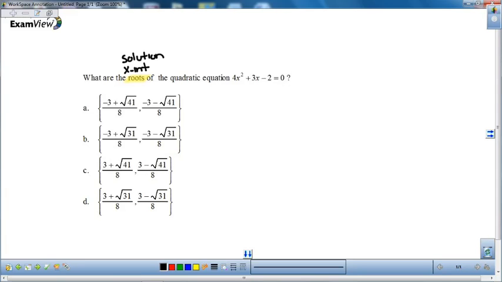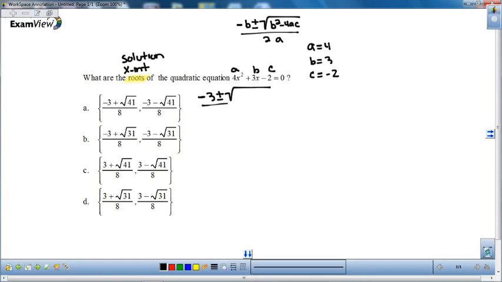So the quadratic formula is the opposite of b plus or minus the square root of b squared minus 4ac all over 2a. So here's a, here's b, and here's c. So a is 4, b is 3, and c is negative 2. So I'm going to have the opposite of b plus or minus the square root all over 2a. So remember, I use the discriminant and I do it on this side.